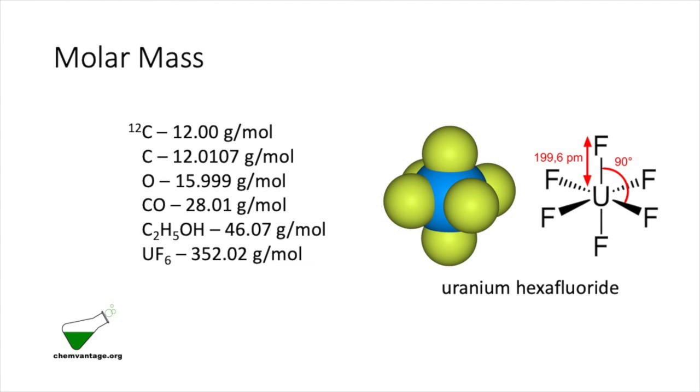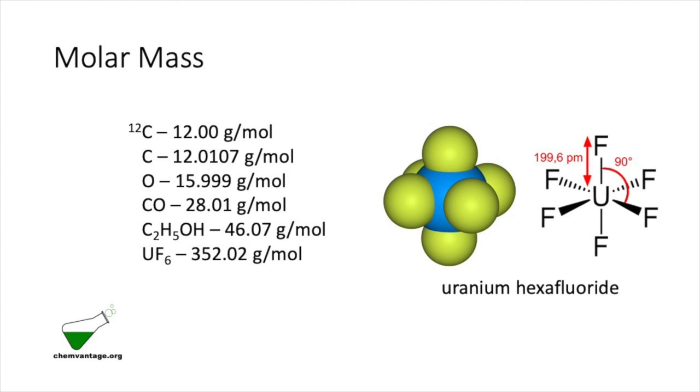Natural carbon, which includes small amounts of carbon-13 and carbon-14 isotopes, has a molar mass that's slightly larger, 12.0107 grams per mole. Similarly, oxygen has a molar mass of 15.99 grams per mole. You can read these numbers right off the periodic table because the molar mass in grams per mole is exactly the same value as the atomic mass in atomic mass units.